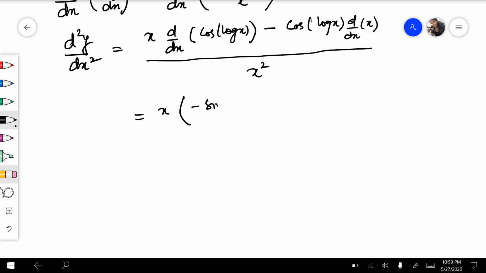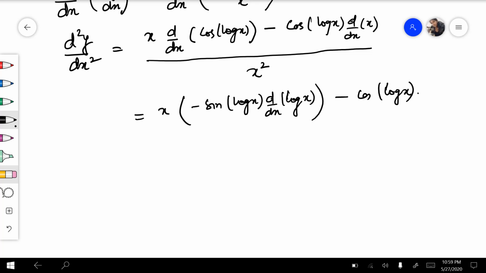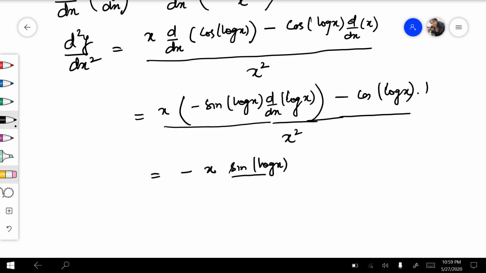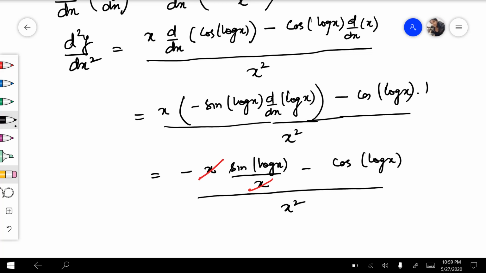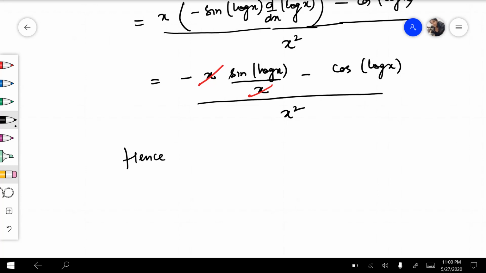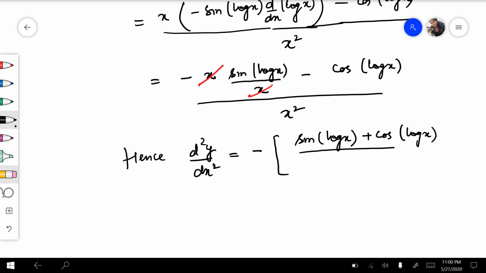x cos का differentiation minus sin into d by dx of log of x, minus cos of log of x, और x की differentiation आपके पास आ गई 1 upon x raised to power 2, which is equal to minus x into sin of log of x, और log x की differentiation 1 by x, minus cos of log of x whole divided by x square. x से x cancel, तो फाइनली आपके पास d2y upon dx square is equal to minus times sine of log of x plus cos of log of x divided by x raised to power 2.